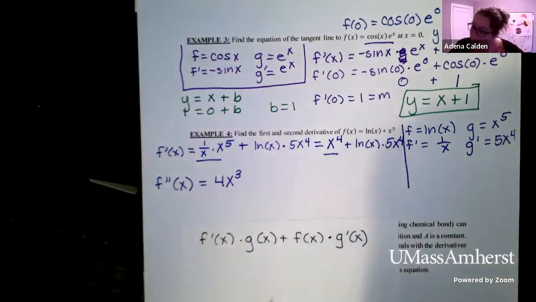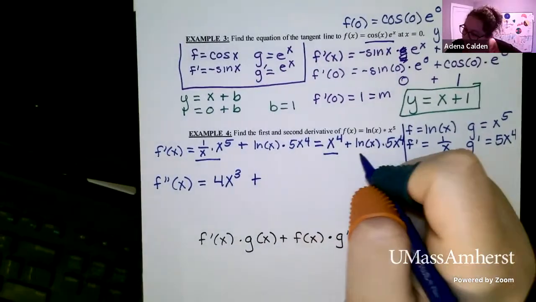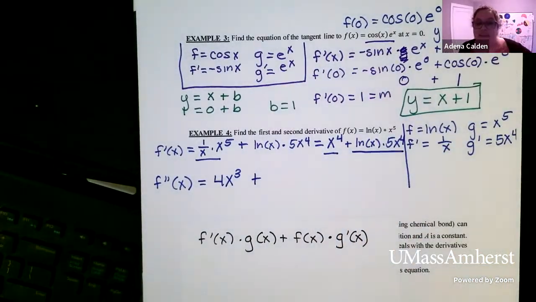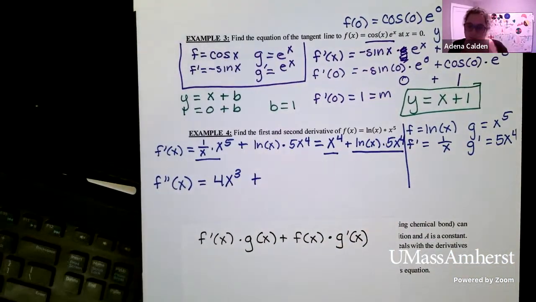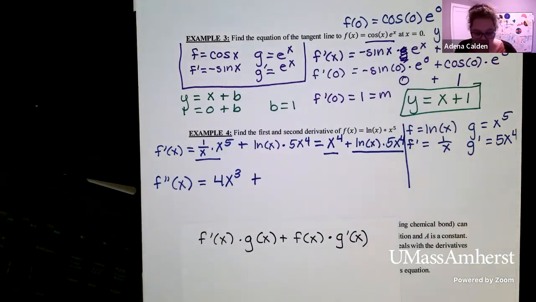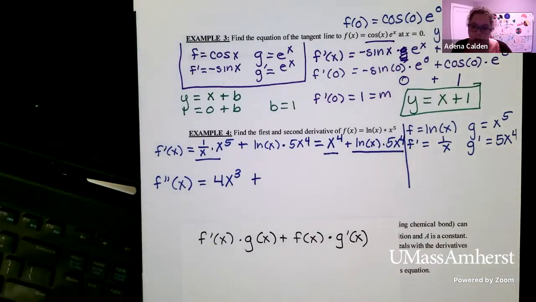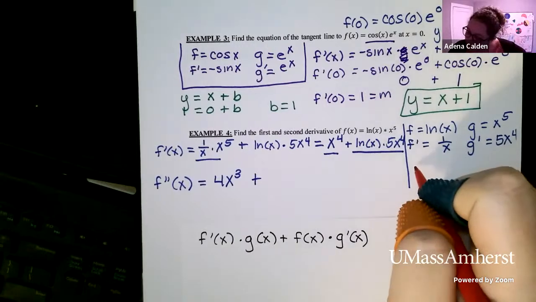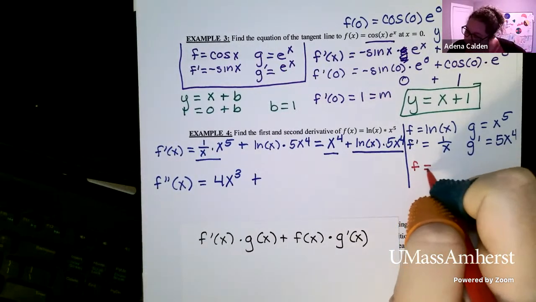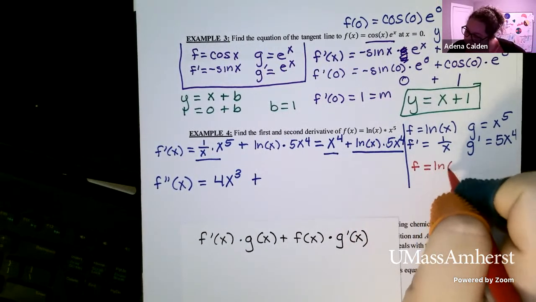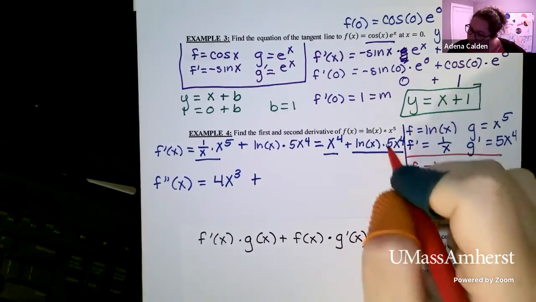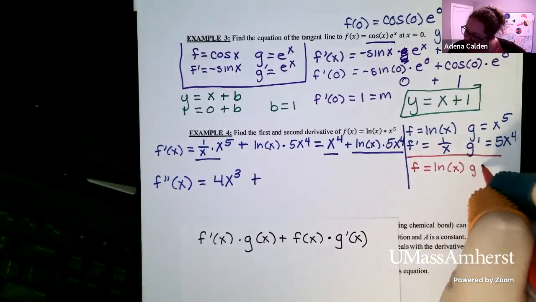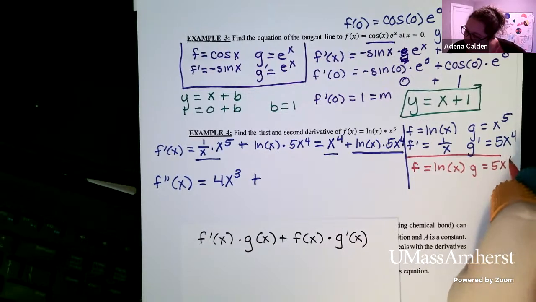Okay. Now the second term, when we look at it, we have the natural log of x times 5x to the 4th. So we have two things multiplied together. And so this is where we need to recognize that we're going to need to use another product rule here. So we're going to set up the second product rule. And again, the first function, we're going to call f. The second function, we're going to call g. So g is 5x to the 4th.